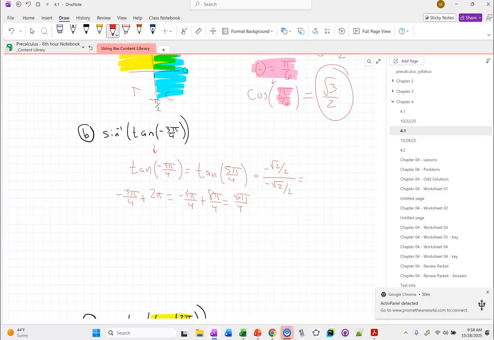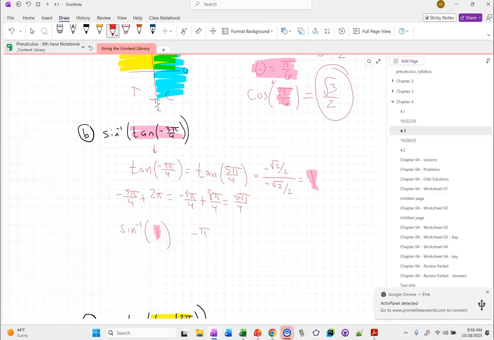If I take negative square root 2 over 2 and divide it by negative square root 2 over 2, what do I get? 1, right? If I take a number and divide it by itself, it's just 1. So this guy can replace all of that. Now we have to find the inverse, right? So we're going to do sine inverse of 1.